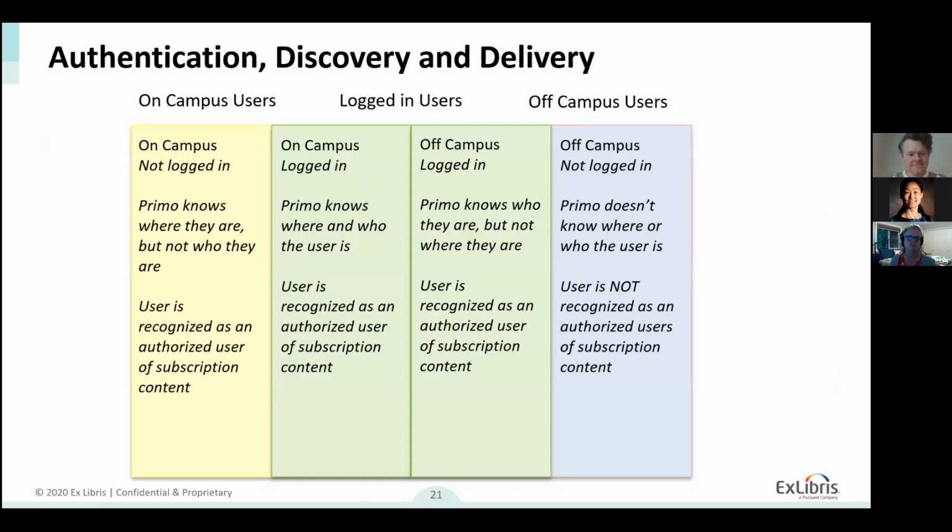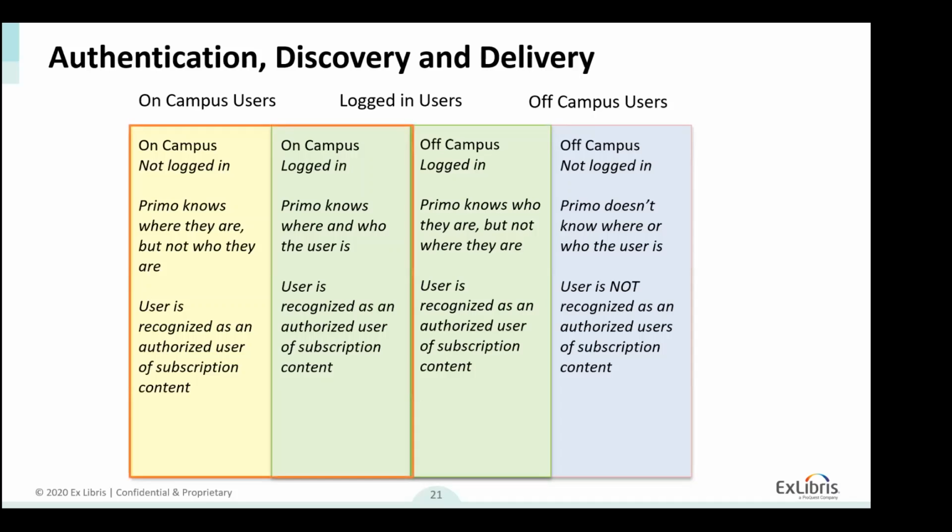Looking at authentication, discovery, and delivery. So CDI has some restrictions built in because vendors and publishers are controlling access to their subscription content. When you're searching in the CDI, there are two different types of authorized users, ones that are sitting on campus and ones that are off campus.